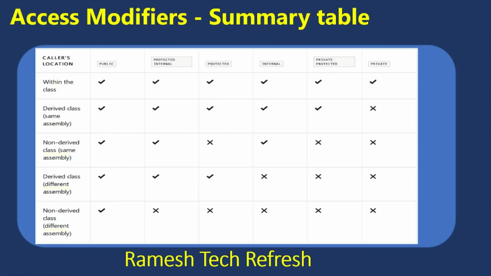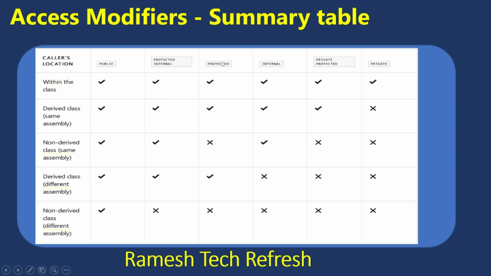So finally, let's look at summary table. Here first three are same assembly. Within the class of same assembly, derived class same assembly, non-derived class same assembly, derived class different assembly, non-derived class different assembly. Public, no limit, you can access anywhere. Protected internal. Internal means current assembly. Protected means derived class of any assembly.